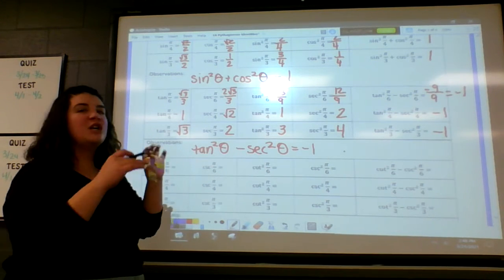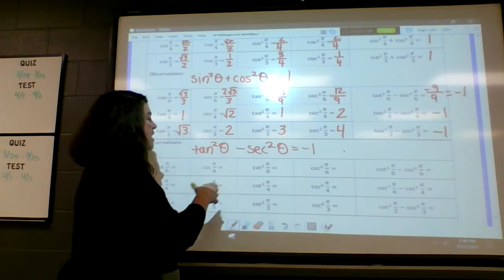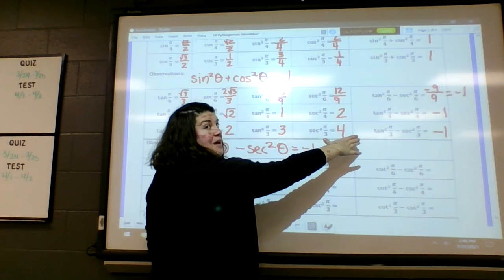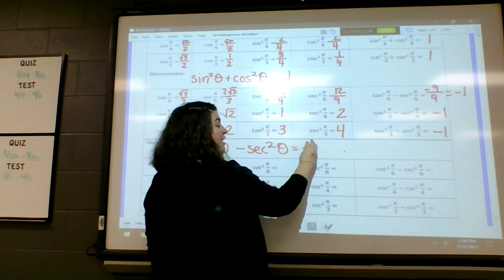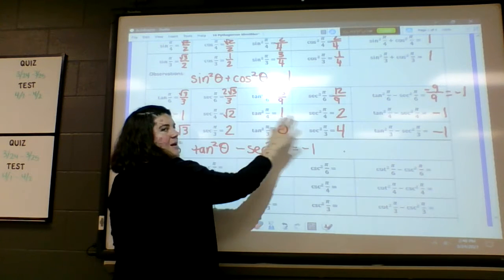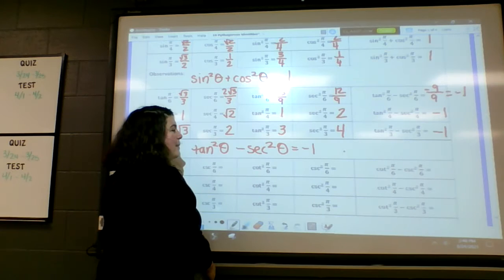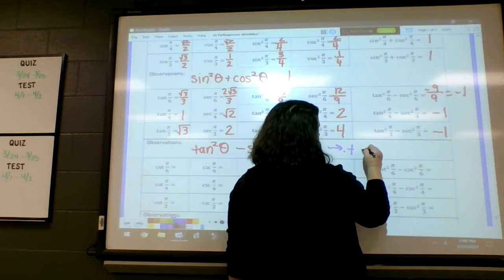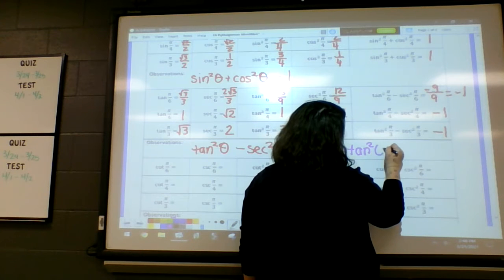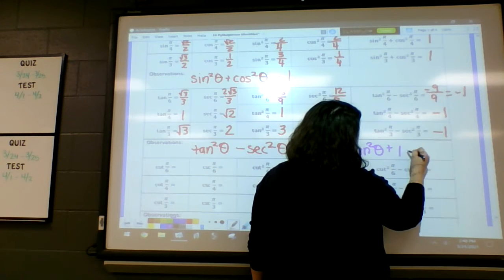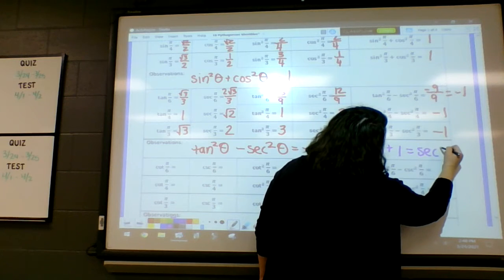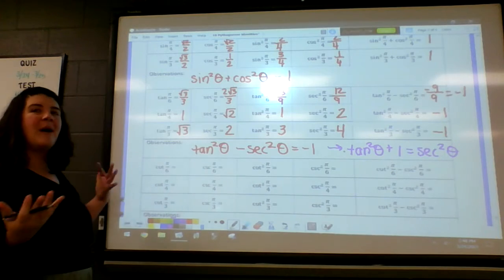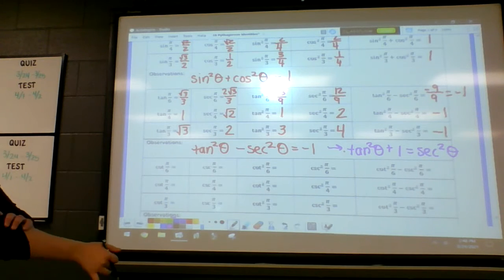And so what they're going to do is they're going to move some terms around. They're just going to take this secant squared and move it to the other side. When you move it to the other side, it becomes a positive. They're going to take the negative 1, move it over here. When it moves over there, it becomes a positive. So if you ever look it up, you'll see that it says tangent squared theta plus 1 equals secant squared theta. They like to write that one because everything's all positive. It looks nice and pretty, right?